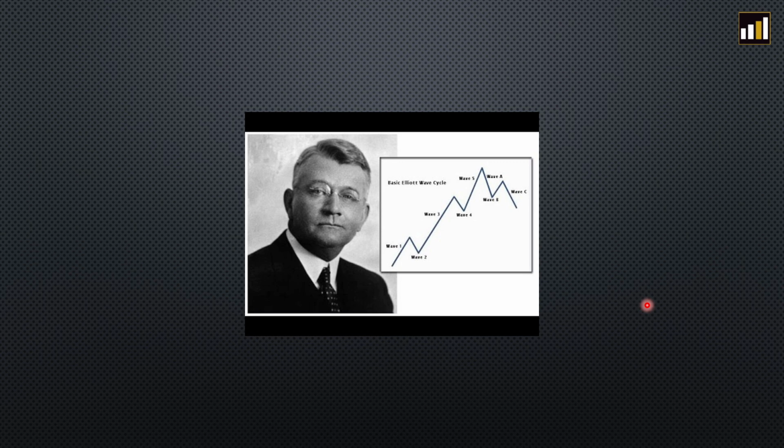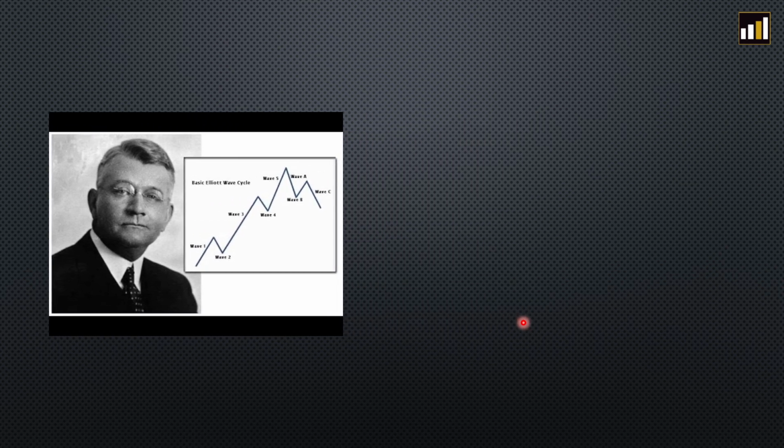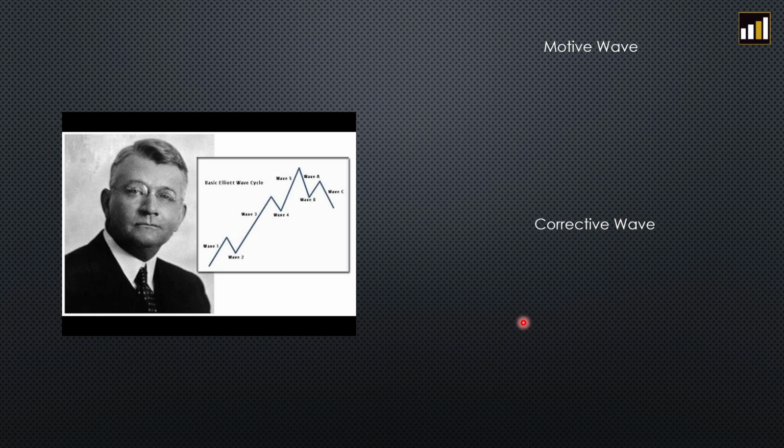Now, if you're still not convinced that all we are looking for is break pullbacks, ABCs, or 1, 2, and 3s, let's have a look here at Mr. Elliott. This is the guy who created the Elliott wave. All that he's looking for, he's got two simple things here: a motive wave and a corrective wave. Now, a motive wave is something that has a motive, something that has some sort of movement, some sort of reason. Like, what's it doing?